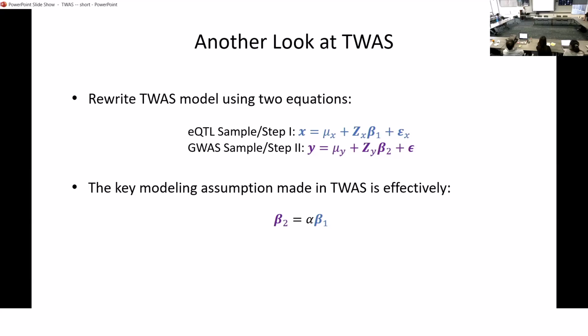And the beta-2 over here is really modeled in the TWAS. It effectively assumes beta-2 is the scalar alpha times beta-1. So beta-1 is a p vector, beta-2 is a p vector representing p different SNP effects on the gene expression or the trait. And the TWAS assumption is basically to say that beta-2 is a scalar multiplication of beta-1. So it just scales the beta-1 to get your beta-2, and that particular scale is your causal effect size.